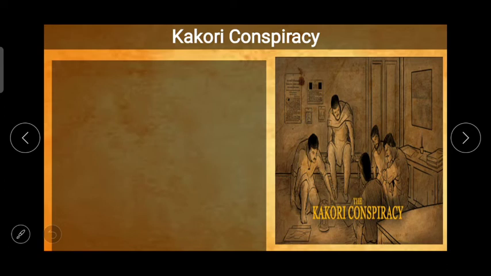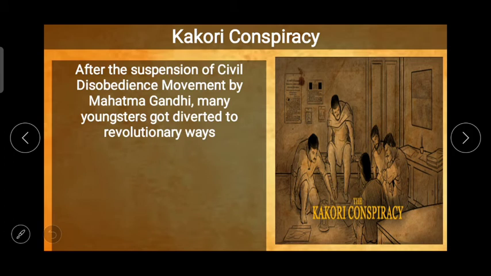And now, in the second part of the topic Armed Revolutionary Movement, we are going to learn about Kakori Conspiracy, then the Hindustan Socialist Republican Association, attack on Chittagong Armoury. So one by one now we will study this in detail, and here is the first point, Kakori Conspiracy. After the suspension of civil disobedience movement by Mahatma Gandhi, many youngsters got diverted to revolutionary ways.